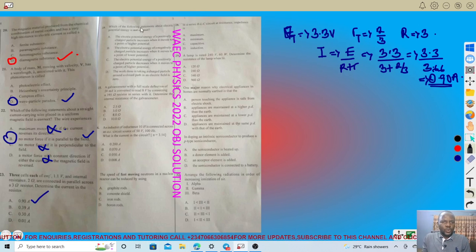The next question says, which of the following statements about electric potential energy is not correct? So if we say it's not correct, let's see. The electric potential energy of a positively charged, the total energy required to assemble particles. I've done this on capacitors and dielectrics. Watch it on my physics page. All these things are well demystified. Here, I'm only providing solutions.